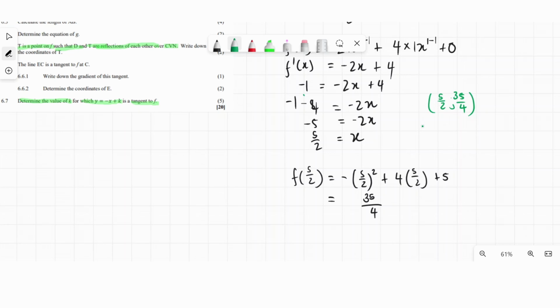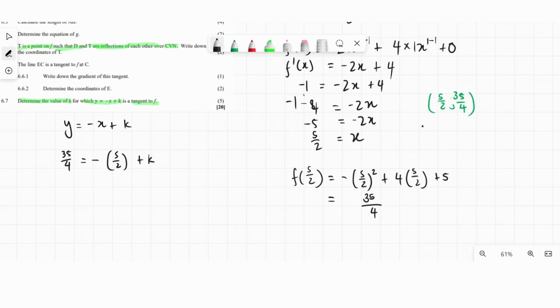So now we're going to find k, because they gave us an equation saying y is equal to negative x plus k. At that point we need a coordinate, so we're going to substitute this coordinate here to find k. So it's going to be 35 divided by 4 is equal to negative 5/2 plus k.